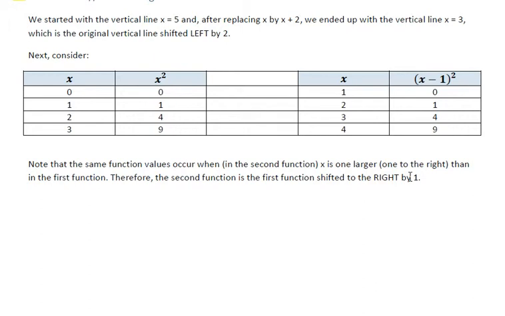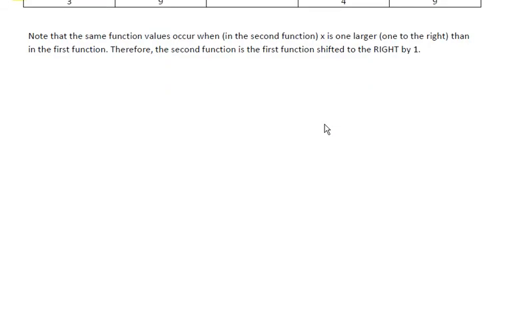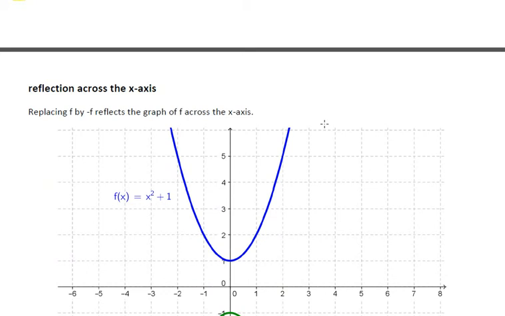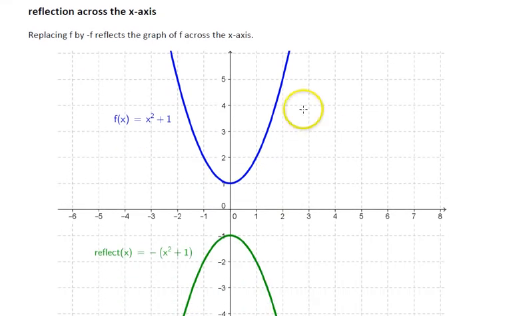So we've seen some intuitive understanding of why this happens, but we can just remember it now. If you replace x by x plus something, it shifts us to the left. X by x minus something shifts it to the right. Next, a reflection across the x-axis.